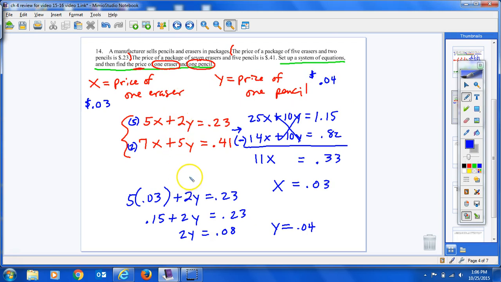Okay, so that ends up being your answer for number 14. Putting this in context, using words, the price of one eraser is 3 cents. The price of one pencil, 4 cents.